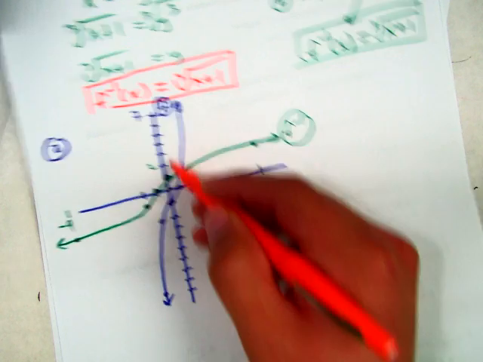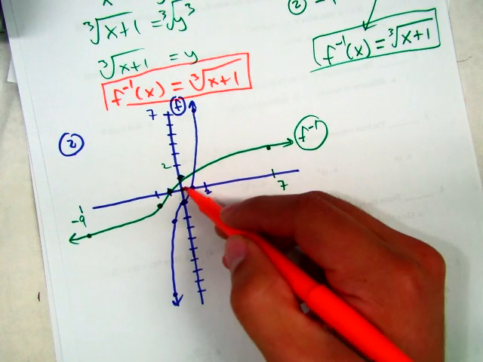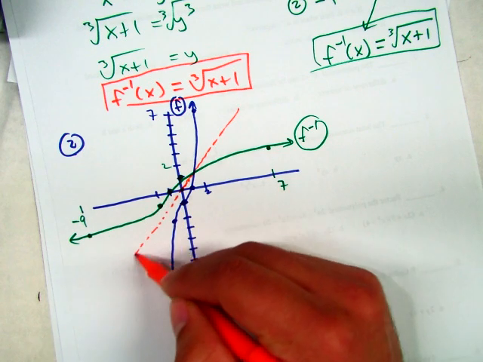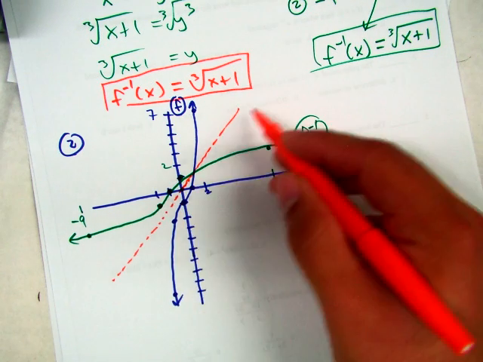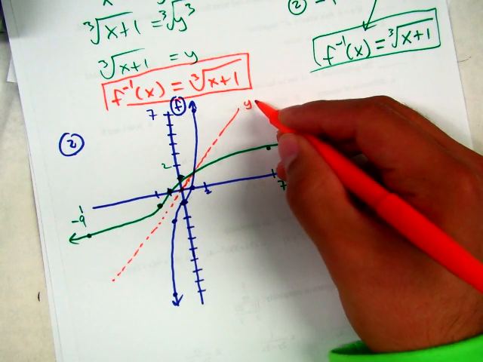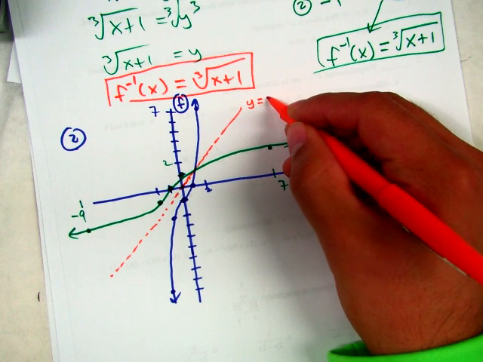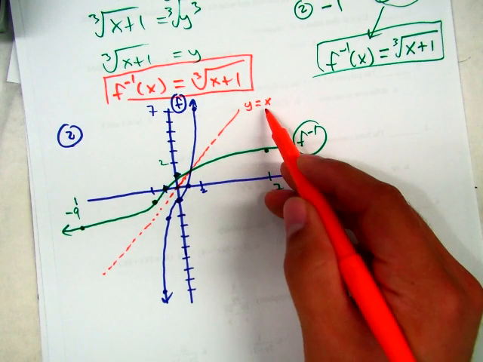Straight up? Like diagonal, like this? Yes. Do you guys see the reflection there? Yes. What line is this? Well, it goes through the origin. What's the equation of this line? It's y equals x. It's not a coincidence.